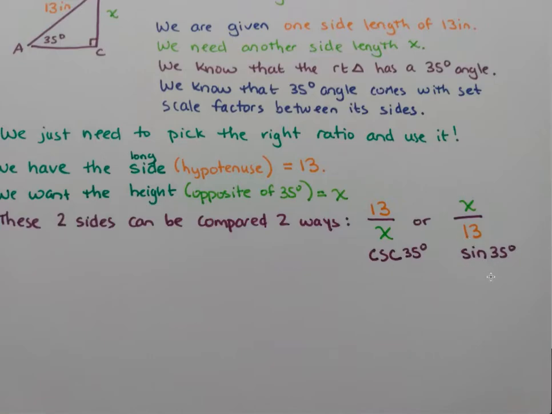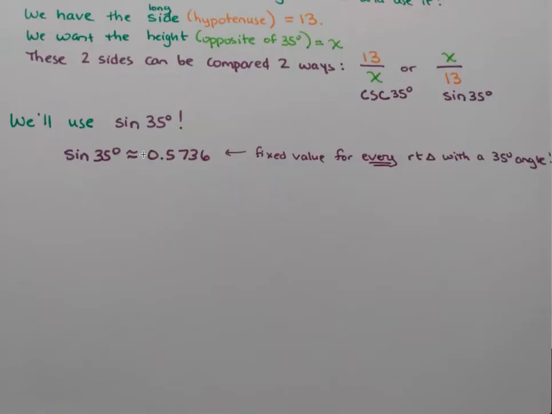And, well, let's just face it, there's a sine button on a calculator. In a trig table, sine is one of the listed options. So I think I'm going to go with the ratio that's easier to work with. So I'm going to use the sine. The sine of 35 is a fixed value for every right triangle that has that 35-degree angle in it. This is a constant. It is set in stone.